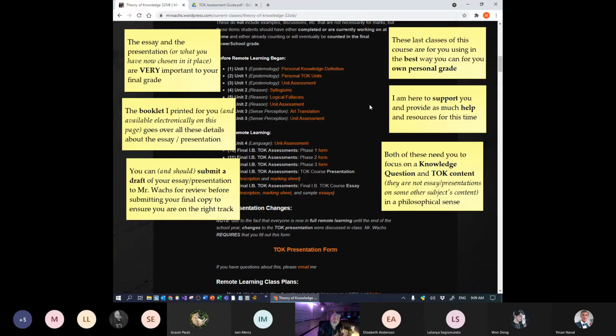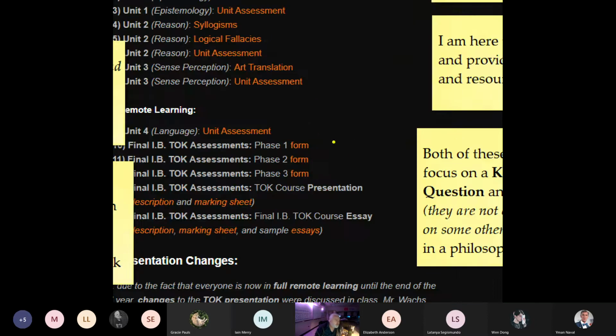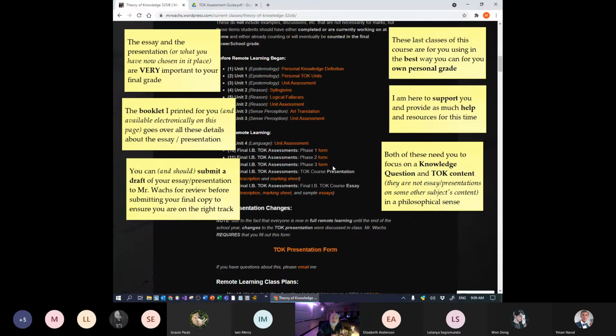And to also help prepare you for this, that's what these forms were for. These forms were to slowly ease you towards thinking about that essay and that presentation. Those forms, which were part of your unit marks back in the language unit and the sense perception unit, were designed to lead you towards that.